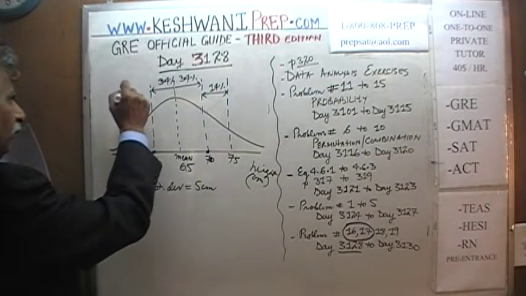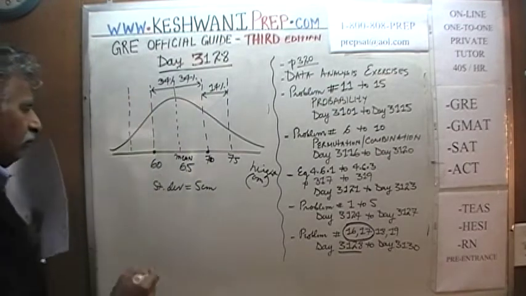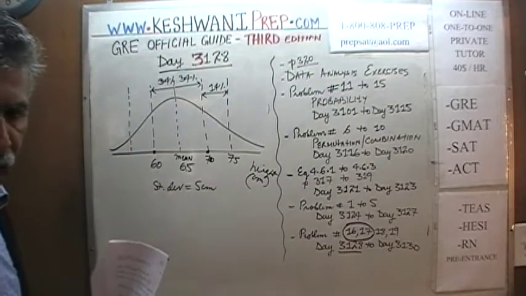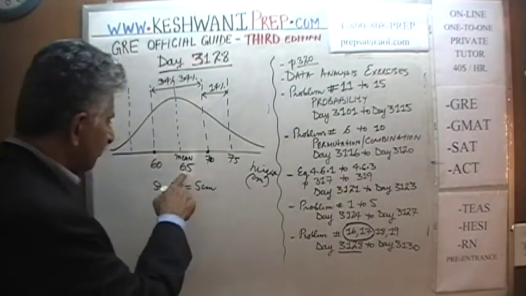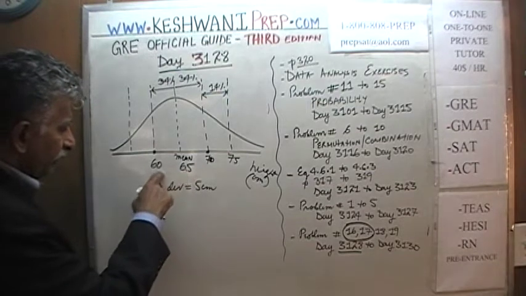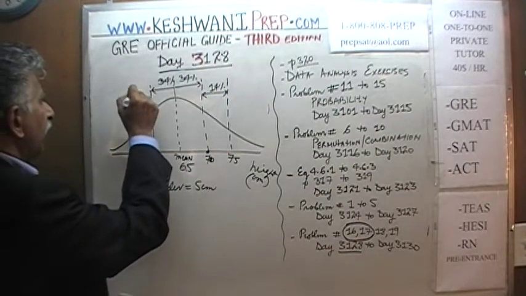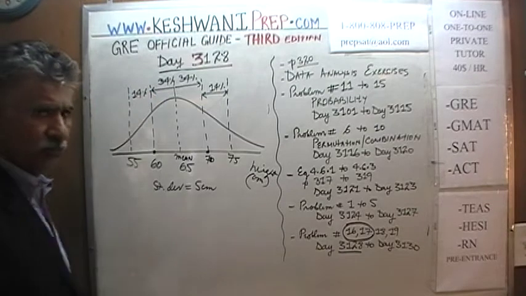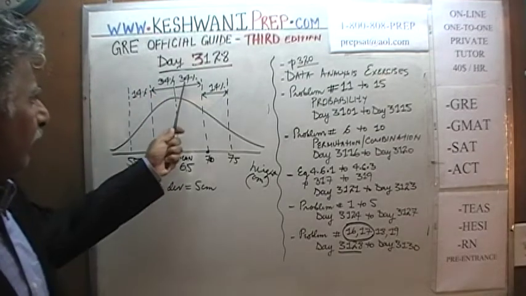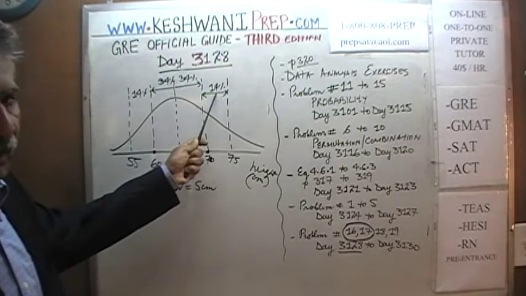Similarly, if we move one more standard deviation below the mean, in other words, two standard deviations below the mean, this is the mean, one standard deviation, two standard deviations will be at 55, and we will have captured another 14%. So far, so good. The rest is very simple. If we add up 34 and 14, we get 48.